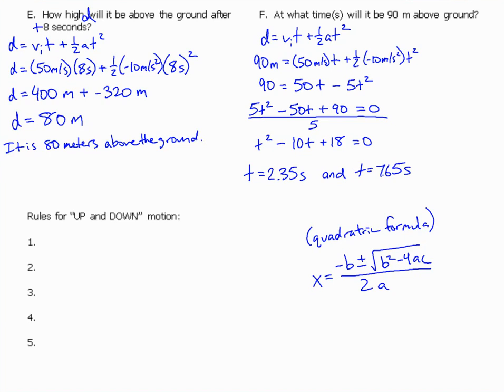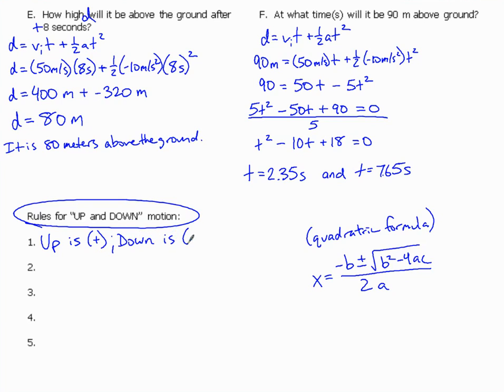Some rules for up and down motion. I've described some of these throughout these last few videos. Here we're going to put them all in one list. Rule number 1, up is positive. Down is negative. Rule number 2, at the peak, velocity equals 0. For a brief instant in time, but for some point, velocity is 0. Another rule for up and down motion. Time up equals time down.